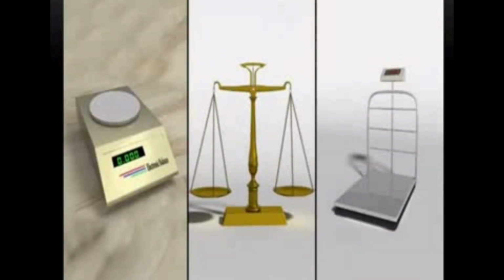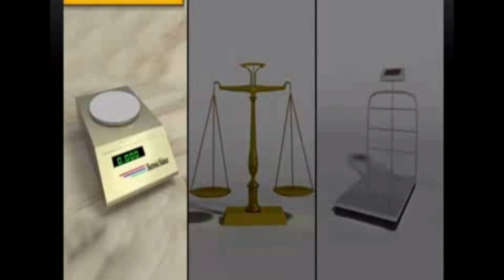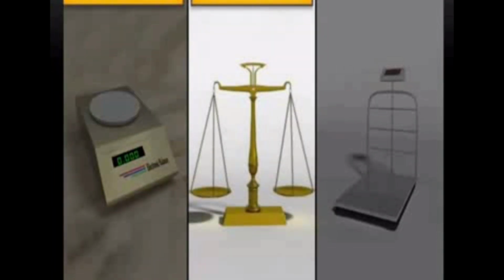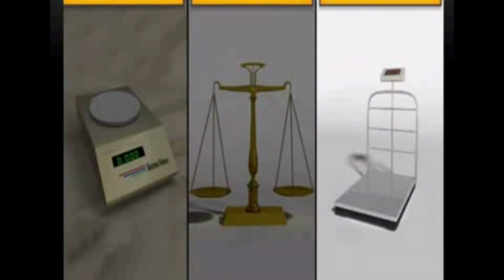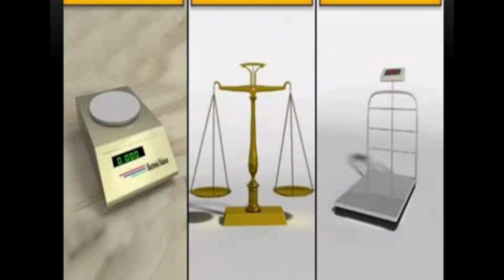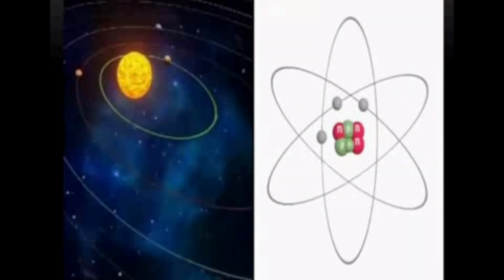So these are the instruments used to measure from the smaller value to the larger value. The first one is the electronic weighing machine. That is used for measuring very accurate values. That is used in the jewelry shop. Common balance is used in the grocery shop. Then the last one is the platform balance. That is used for very large values. That is used in the godown to measure the greater mass. So all these things are used to measure the mass.